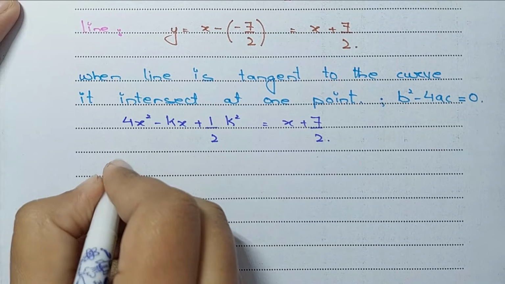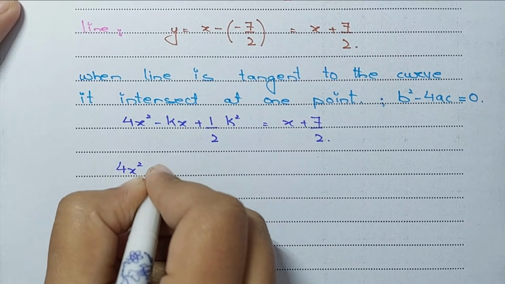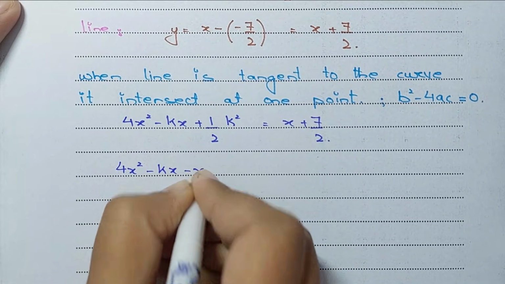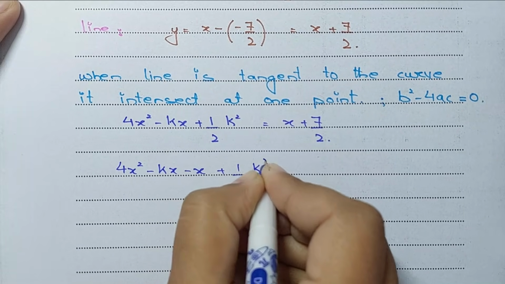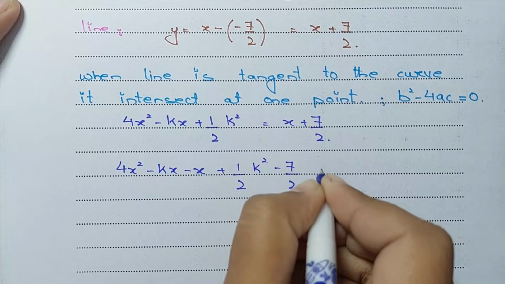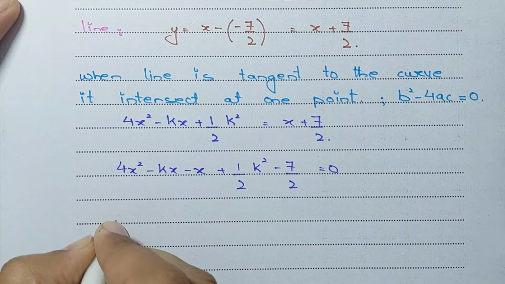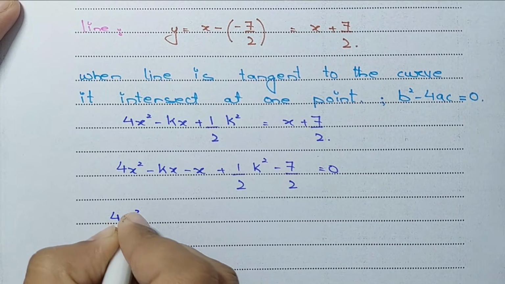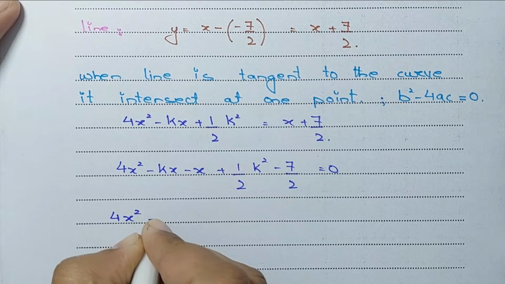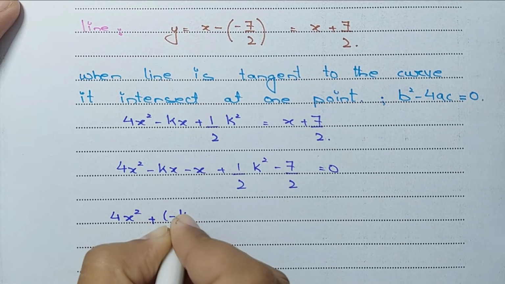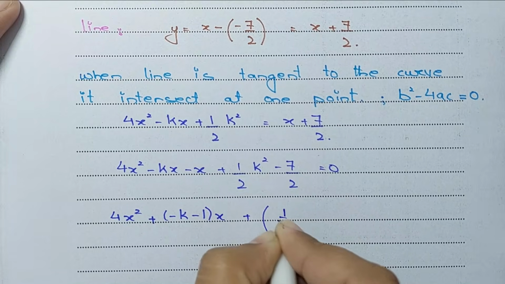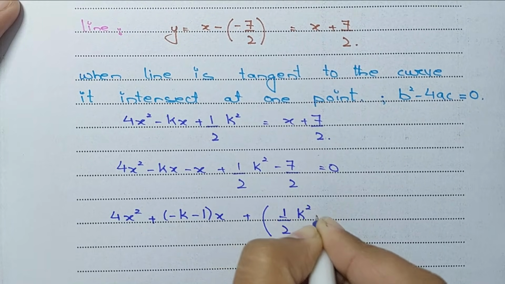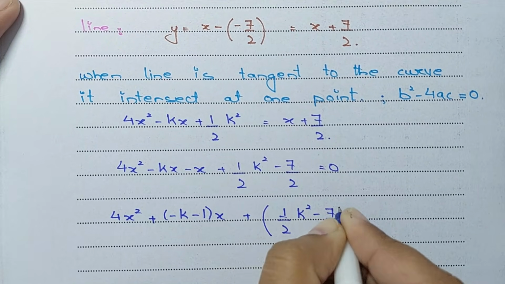Shift everything to the left. So 4x square minus kx minus x, I shift x to the other side, plus half k square minus 7 by 2 equals 0. Now the x square coefficient is just 4. The x coefficient is minus k minus 1, and the constant term is half k square minus 7 by 2. This is the constant term.